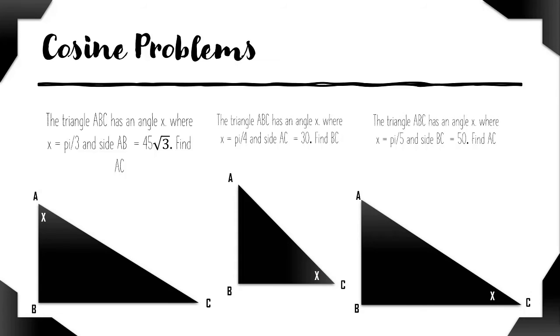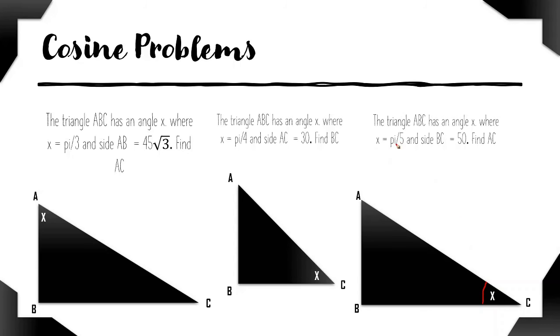Triangle ABC has an angle of x, where x is equal to pi divided by 5, and BC is equal to 50. Find AC. Okay, so this time I'm going to ask you guys to do it. So I'm going to give you like 5 seconds. You can pause the video and do it on your own. So we have x over here. So I'm just going to wait for like 5 seconds. Okay, so I sure hope you paused the video. And now we can just get on with the actual answer.